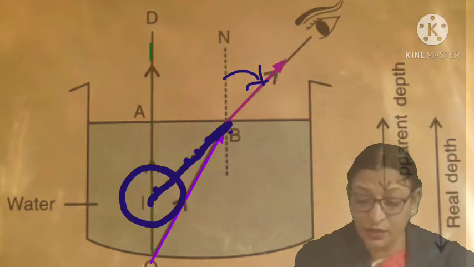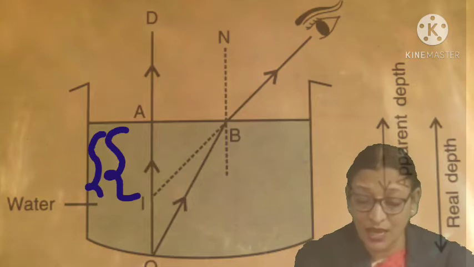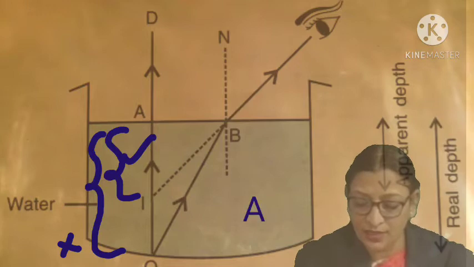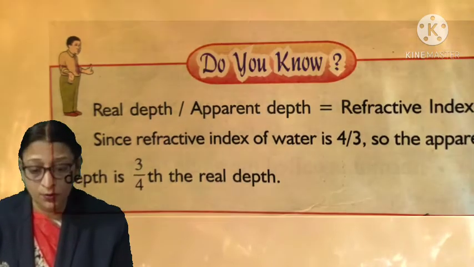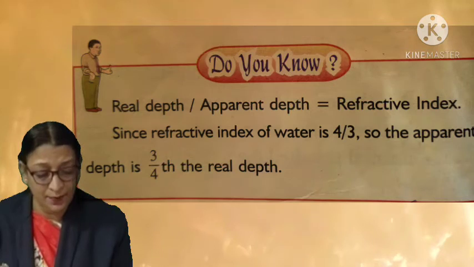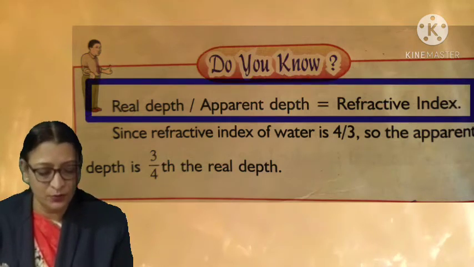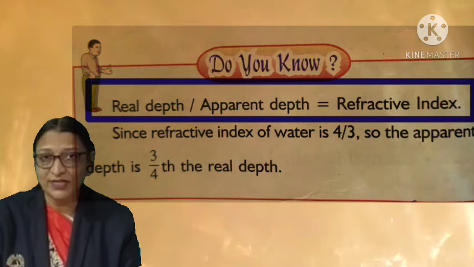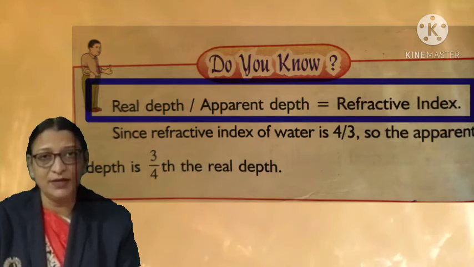Thus to observe in air, the depth of the vessel appears to be AI instead of AO due to refraction of light from water to air. The apparent depth AI is less than the real depth AO. Dear friends, do you know, real depth by apparent depth is equal to the refractive index. Since the refractive index of water is 4/3, its apparent depth is 3/4 of the real depth. Let us see a few more activities to understand this effect in a better way.